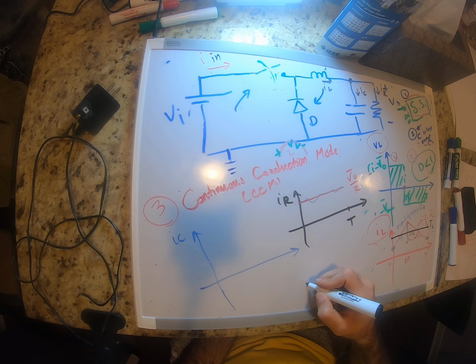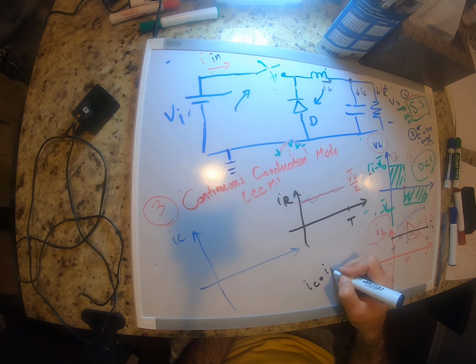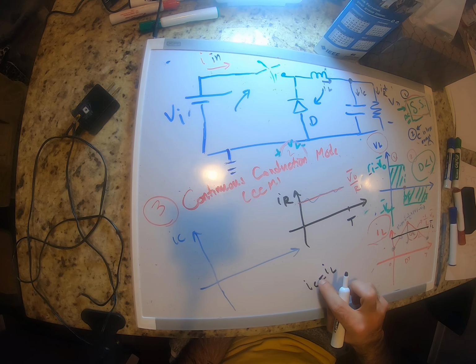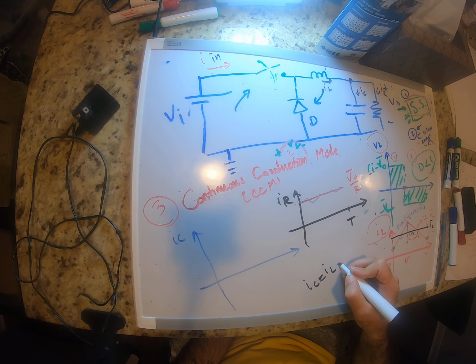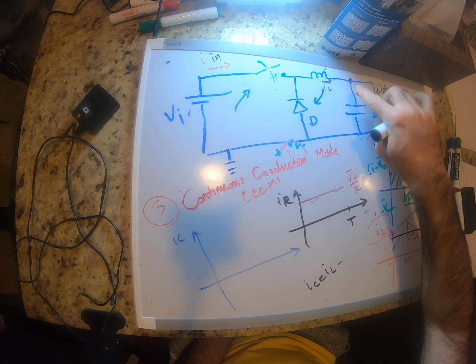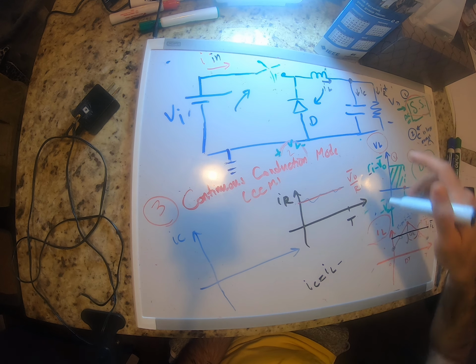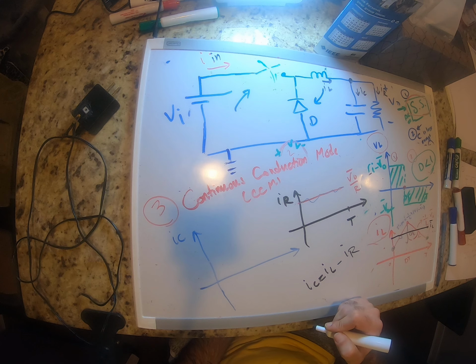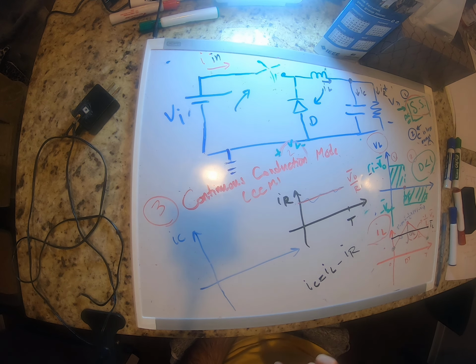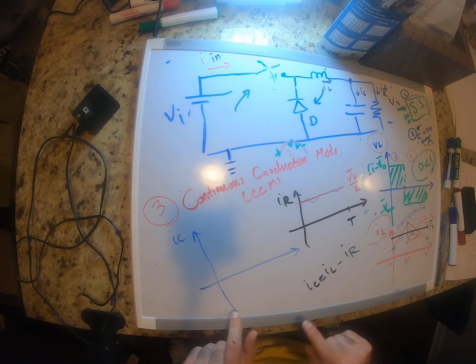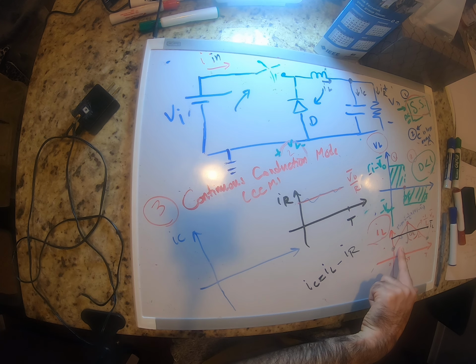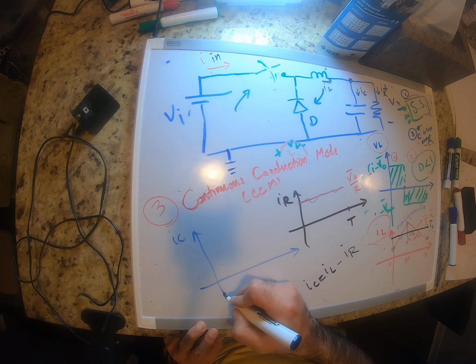Based on KCL, the capacitor current is equal to IL minus what? IC is equal to IL minus IR. The summation of the input currents has to be equal to the summation of the output currents based on KCL. So this is what we have. If I want to draw the capacitor current, I basically have to subtract IR from IL. If I do that, this is what I end up with.